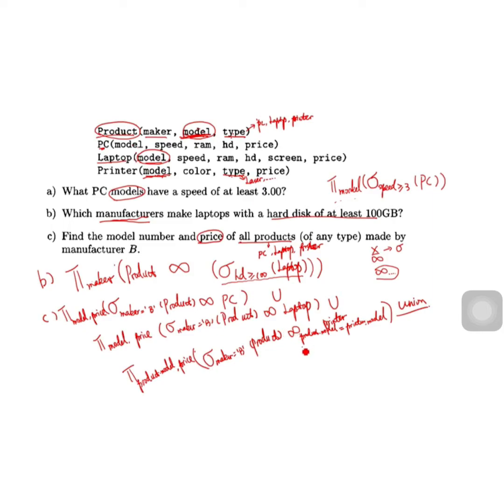Most of you forget this one. You use natural join. No, cannot use natural join because we don't need type. We don't need type as the join condition here. Okay. Now, this is the C.